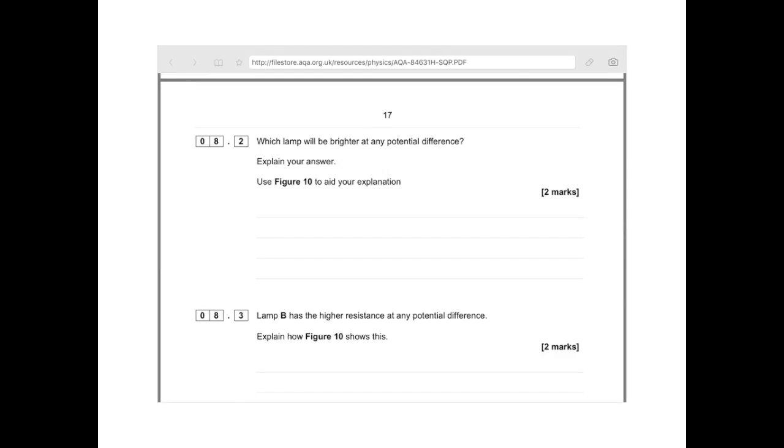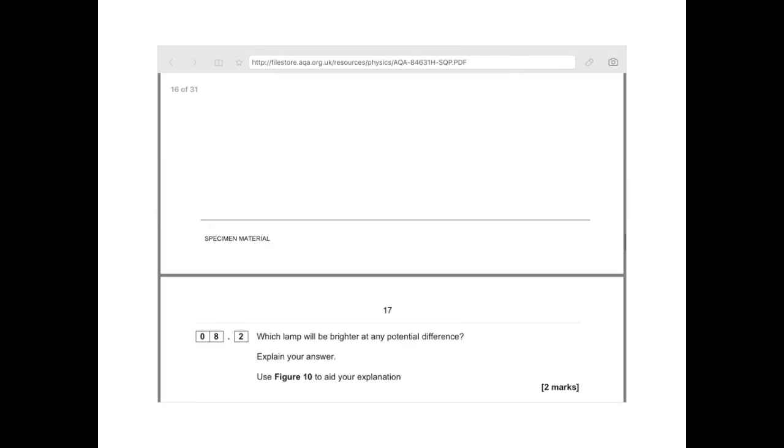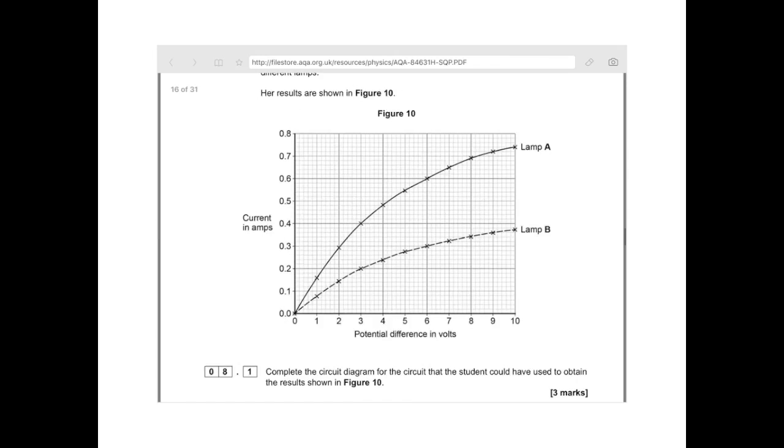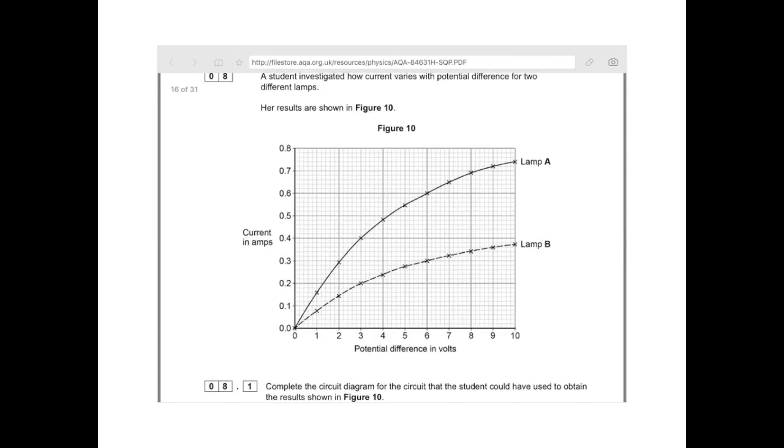8 part 2: which lamp will be brighter at any potential difference? Explain your answer. Use figure 10 to aid your explanation. Okay, let's have a look at the graphs then. So we know that A will be brighter because it has a higher current compared with B at any potential difference. And as a result, it has a higher power output. Because remember P = IV, which is power equals current times voltage.